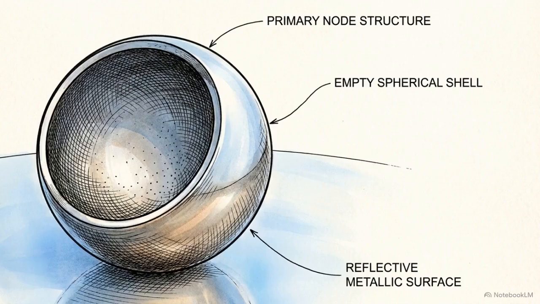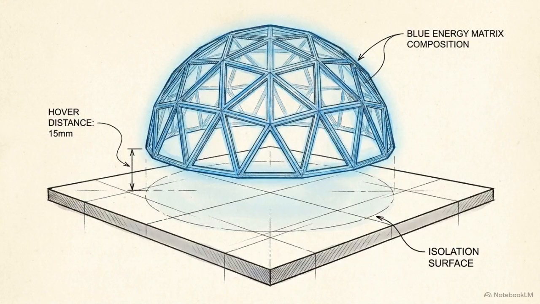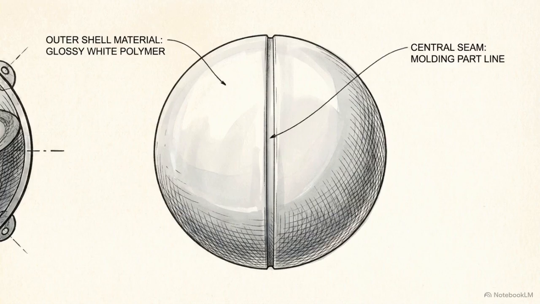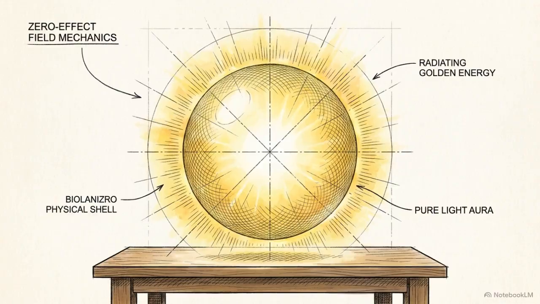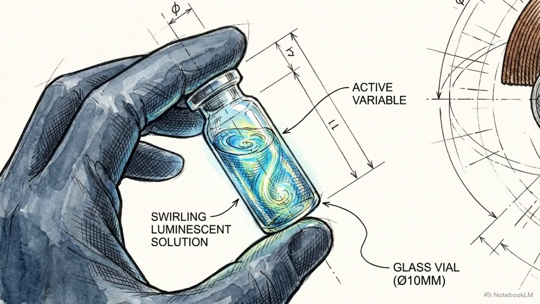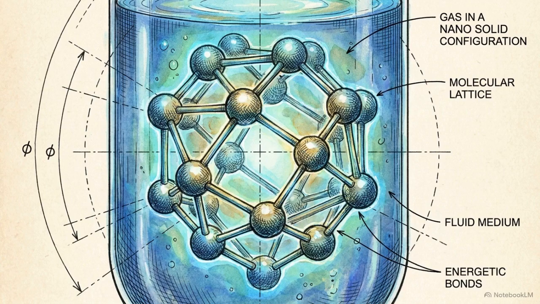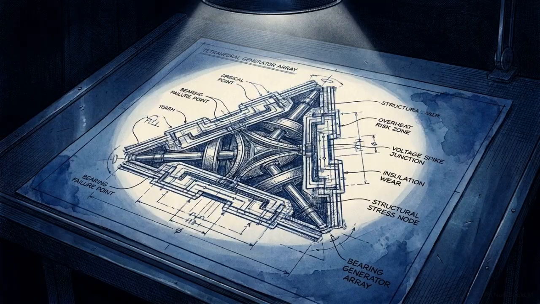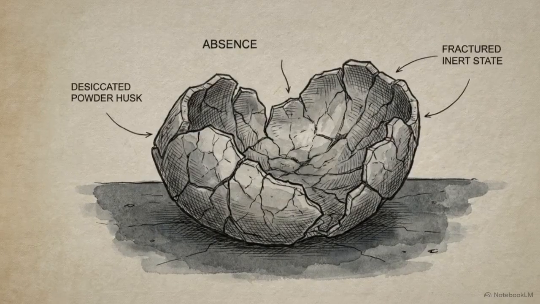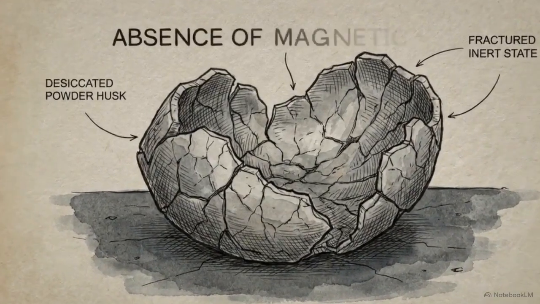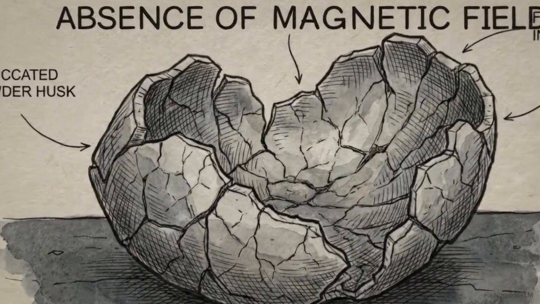The primary nodes of this generator consist of spherical containment units. The physical composition of these outer shells, whether molded from plastic, copper, or standard ping-pong balls, has zero effect on the field. The only active variable is the internal state of the material placed inside, the GANS, or gas in a nanosolid state. A common point of failure in system design occurs when the CO2 GANS is allowed to dry into a white powder. Once desiccated, the material completely loses the dynamic magnetic field necessary to induce plasma generation.